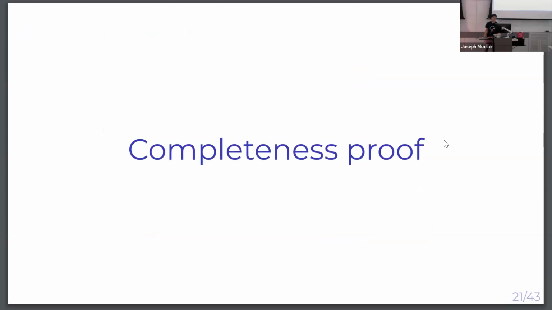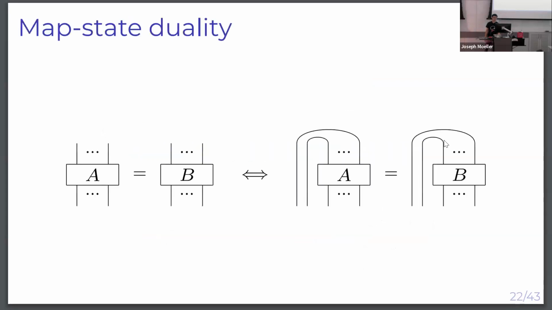Hopefully. So now onto the actual main completeness proof. There's this thing called map-state duality, which is very useful in quantum computing. You can take any quantum map, any linear map, and you can bend it around. It's a bit like currying. You apply a cap on it and bend all the input wires into output wires. Yes, because we're reading downwards. So these maps and states are equivalent.